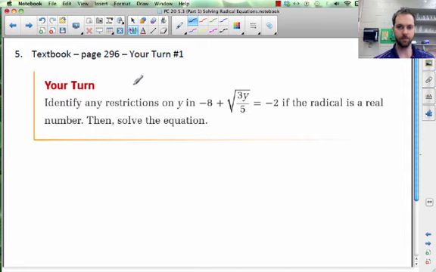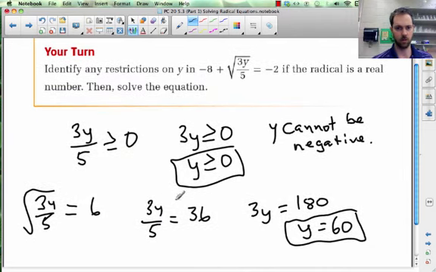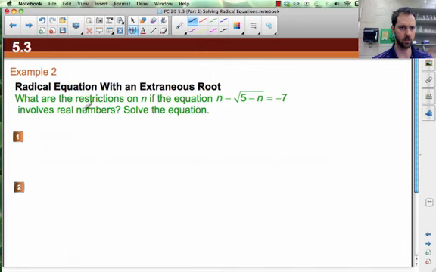Alright, so here's your turn. Take your time, go through it, hit pause. I will show you the worked solution when you unpause it. Alright, so here's your worked solution for the your turn. Hit pause, check over your work, make sure you've done it right. If you didn't, find your mistakes.